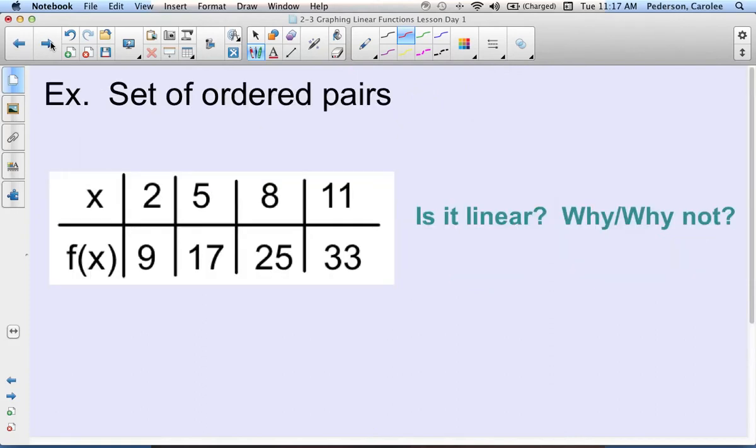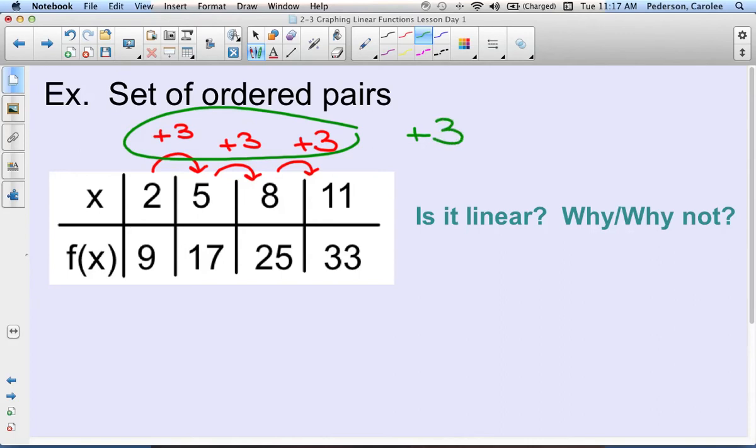So let's go on to a couple examples and decide, is this set of ordered pairs linear or not? Would it go out and create a straight line? So we want to see if there's a constant rate of change. So I'm going to decide how many places go from 2 to 5. Well, I'm adding 3. From 5 to 8, I'm adding 3. From 8 to 11, I'm adding 3. Notice that each of these numbers have a constant change of plus 3.